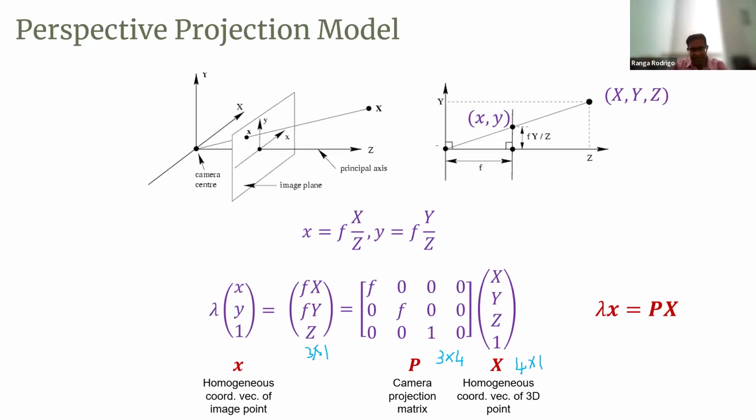So we write this image in geometry as lambda x equals PX. That is an important equation to remember, and we can write equality up to a scale with 3 sides. These two equations you must remember.